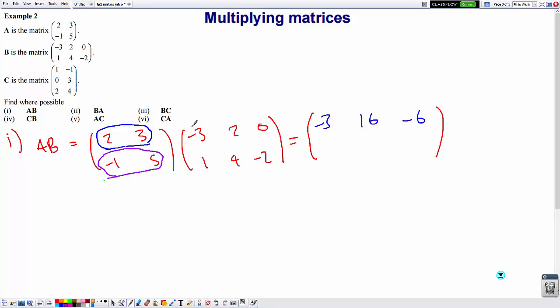So the first one I'm going to do minus 1 times minus 3 plus 5 times 1. So minus 1 times minus 3 is 3. 5 times 1 is 5, so it's 3 plus 5, so that's 8. I'm done with this column. I take this row and multiply by the second column. There's minus 1 times 2 plus 5 times 4, so it's minus 2 plus 20, which is 18. And finally, I take this row and multiply by this column, which is minus 1 times 0 plus 5 times minus 2, that's minus 10. And that's it. We're done with the answer. Okay, so let's try now BA.